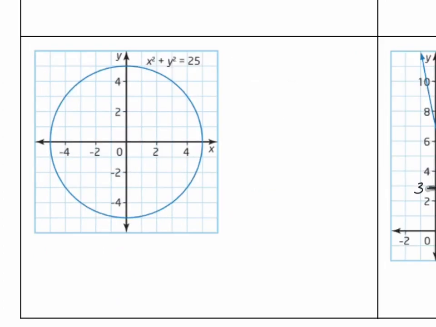I saved the hardest one till last. So we can see that this is a circle. And the question is, can we come up with the domain and the range? So, what can x be here? So I can see, let's start with 0.